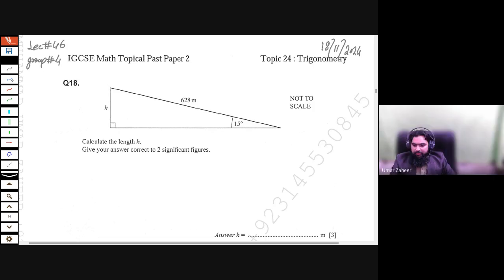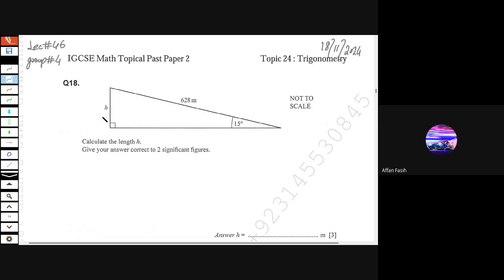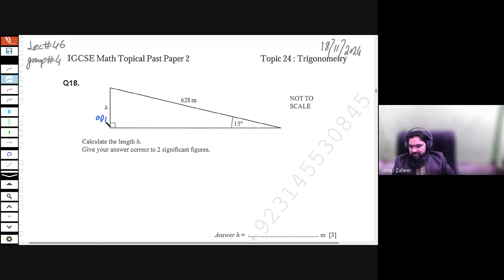Trigonometric ratio. So what is the name of this side? Opposite. It is going to be opposite, and this is the hypotenuse, and it is adjacent. So we have to find the opposite. Hypotenuse is given, angle is given. Which trigonometric ratio is suitable?